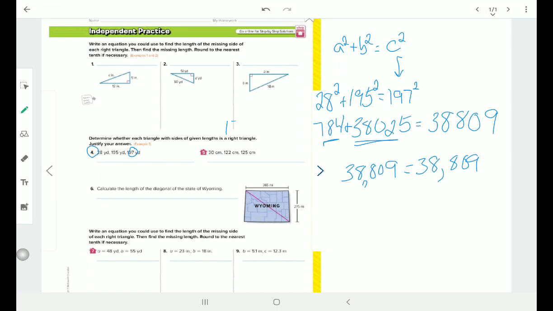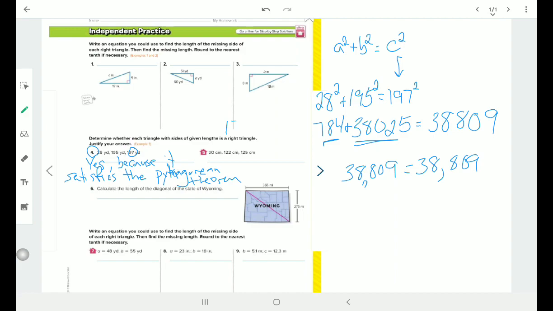And we could say yes, because it satisfies the Pythagorean theorem. It's hard to write with this pen. But you would do the same idea with number 30.